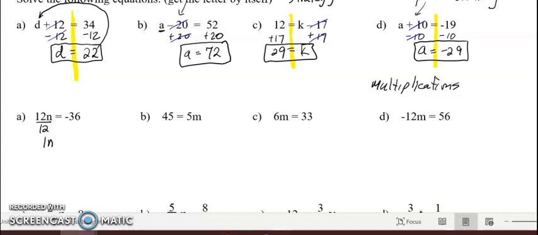And just like before with the additions and subtractions, here with the multiplication, whatever you do to one side, you're going to do to the other. So I'm going to divide both sides by 12. And that's going to give me negative 3.